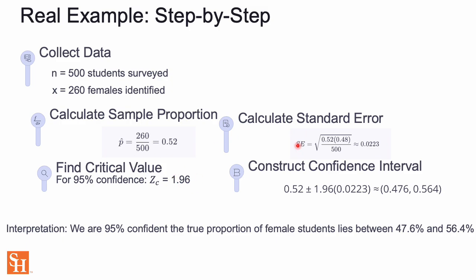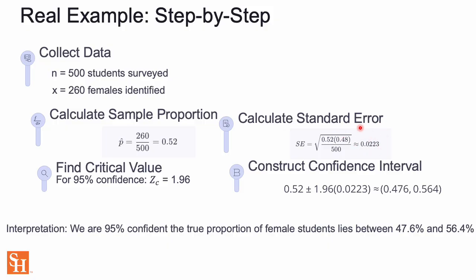And then the standard error. That was the formula for the standard error, the square root of p times q over sample size. In our case the sample size was 500, p was 0.52, therefore q would be 1 minus 0.52, which is 0.48, right? And that gives us the standard error.